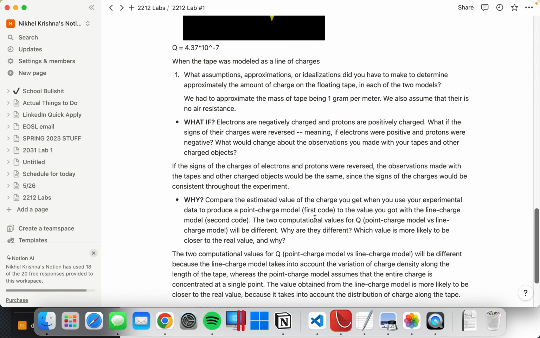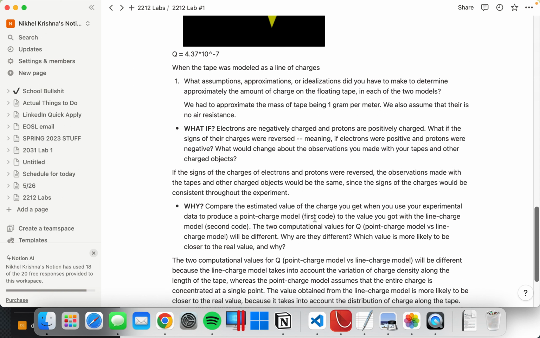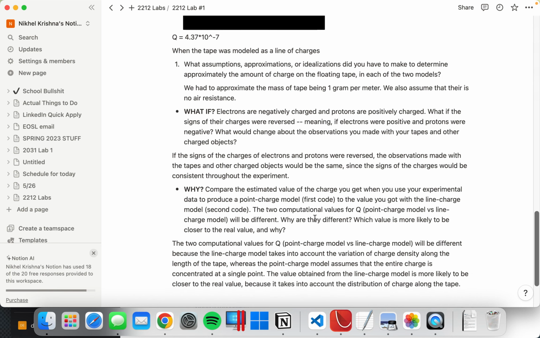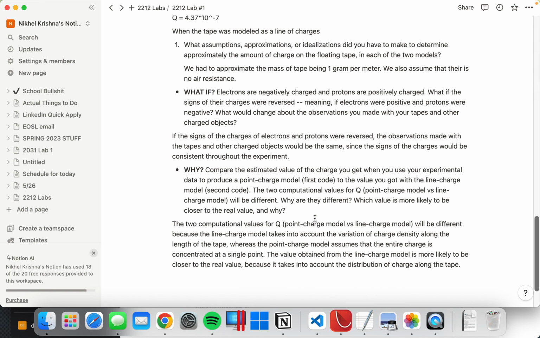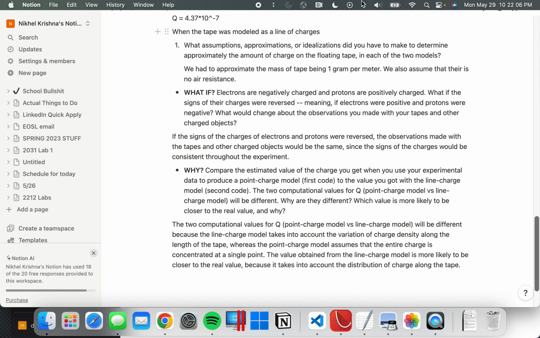So the reason why the line charge model is going to be more accurate than the point charge model is because the charge density is modeled throughout the tape with the line charge model, and with the point charge model, we assume that the density is concentrated in one point. So the distribution of charges is modeled through the line charge model, which will allow it to be more accurate.